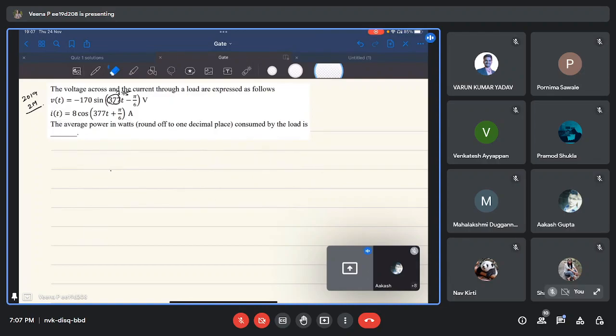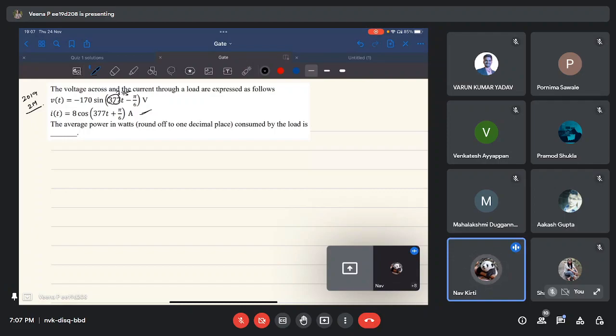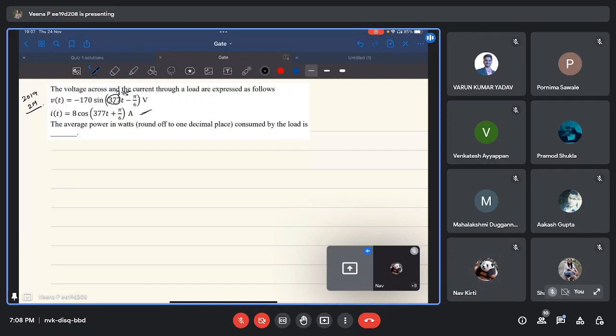If the question was V of t equals 170 sine of 375 t minus pi by 2, and I of t same as given, what would have been the answer? Ma'am, both are different frequency components, so no active power. Correct. So for different frequency components, active power will not be there. So hope that point is clear. Now we can proceed with this question.